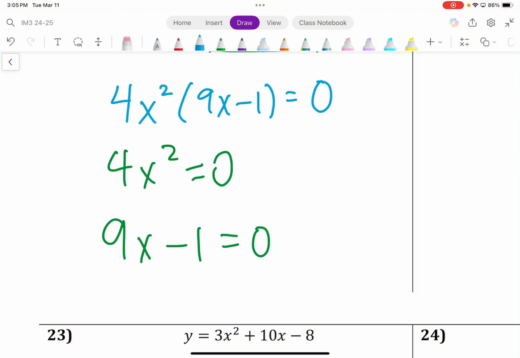To make 4x squared equal to 0, what would that x need to equal? Once again, 4x squared equals 0. What would x need to equal here? Not 1. Anything times 0 is what? So that means that this x needs to equal 0.